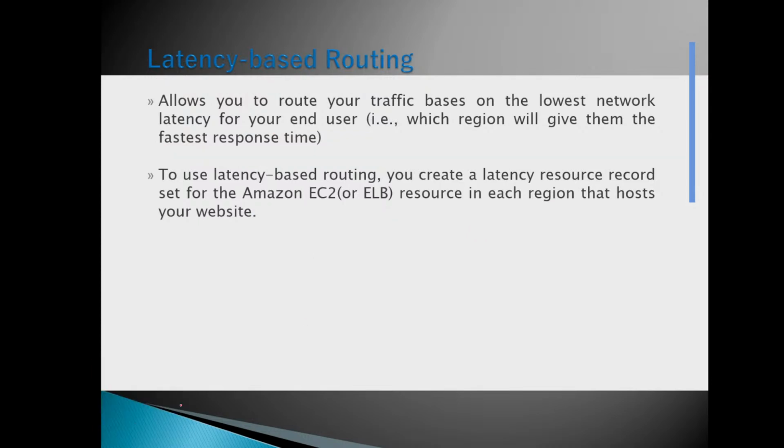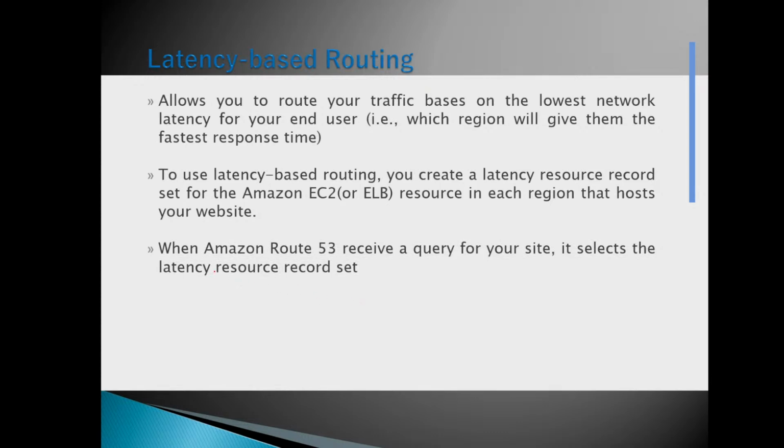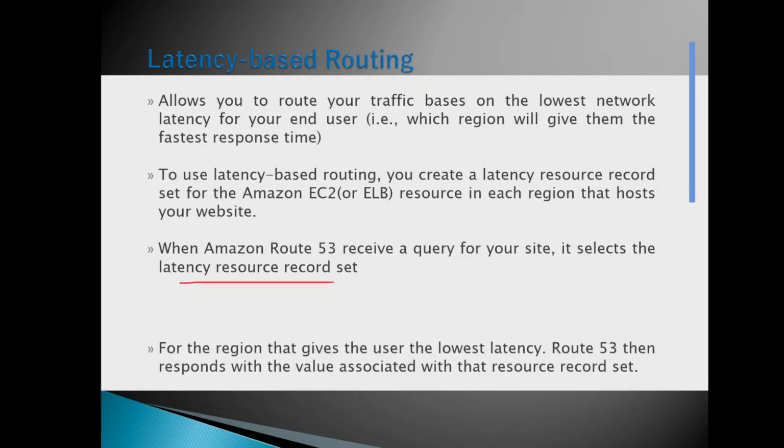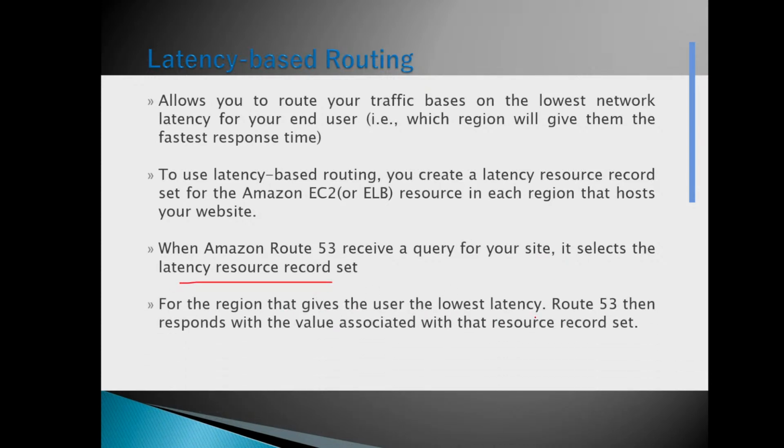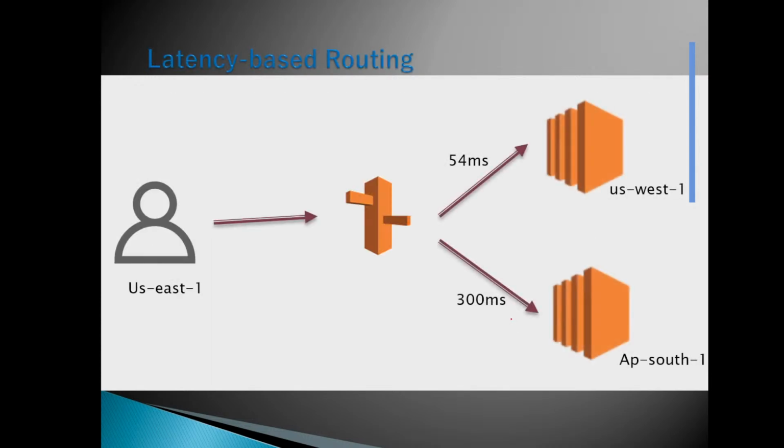When Amazon Route 53 receives a query for your site, it selects the latency resource record set for the region that gives the user the lowest latency. So there is one user which is in the US, and there are two servers, one in the US and the other in Mumbai. So ideally, this person should get a low latency to the server in the US region.